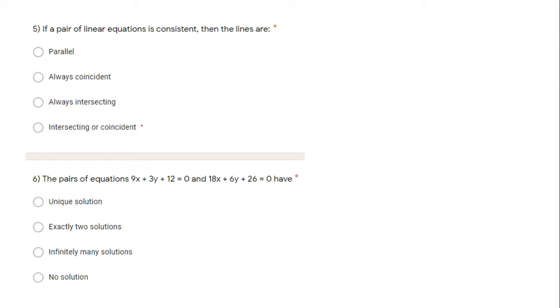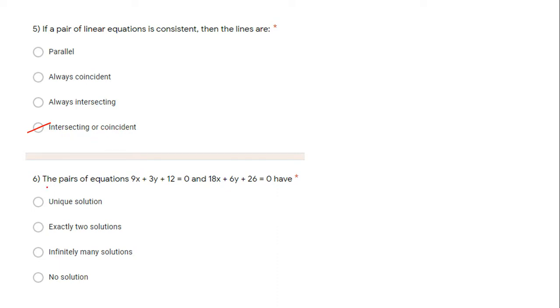Okay, consistent: intersecting, or always coincident, intersecting or coincident. This property, right now I don't have that PDF file open, but at that time we have seen it very well in depth. These things we have learned. I cannot explain how this comes, so we have to accept this: if a pair of linear equations is consistent, then two types of things can be there: intersecting or coincident.